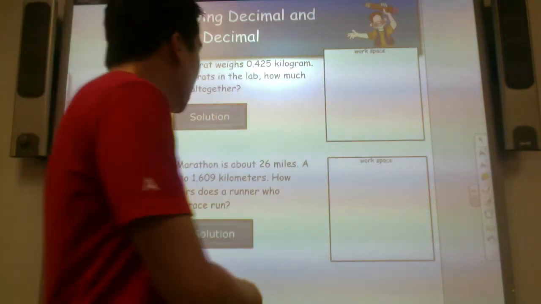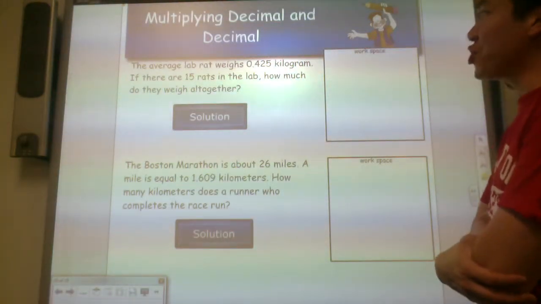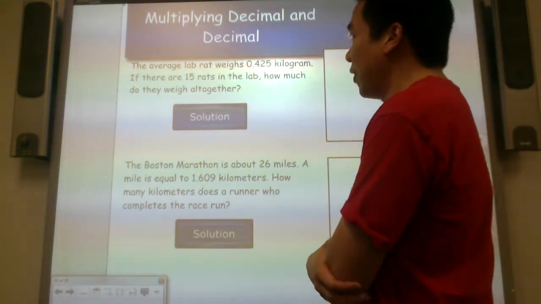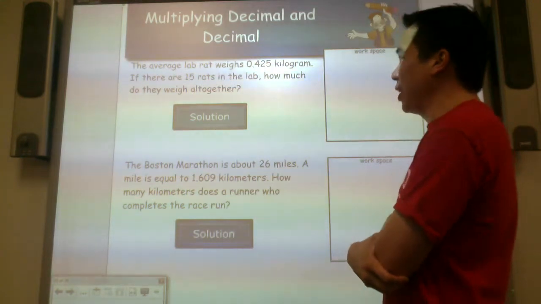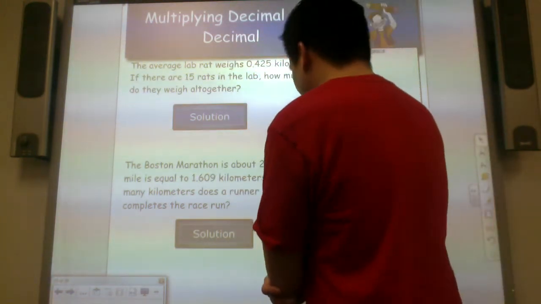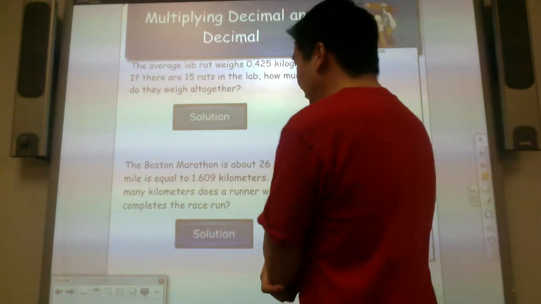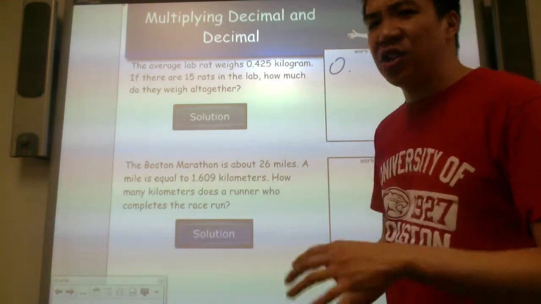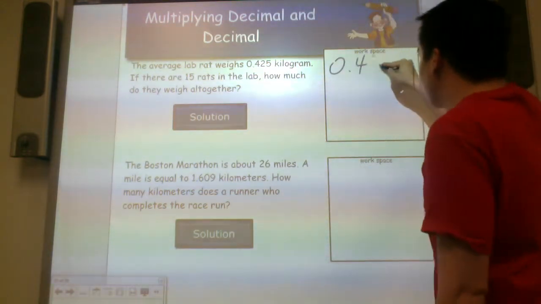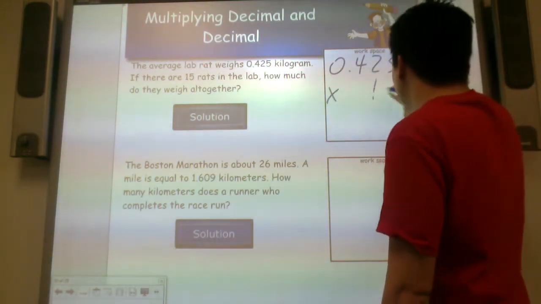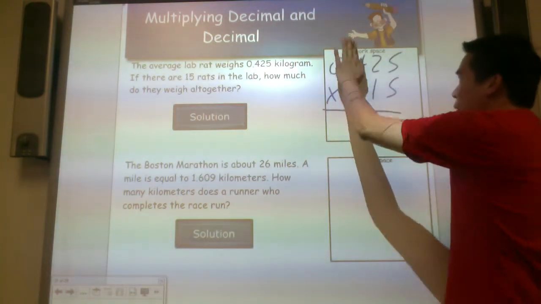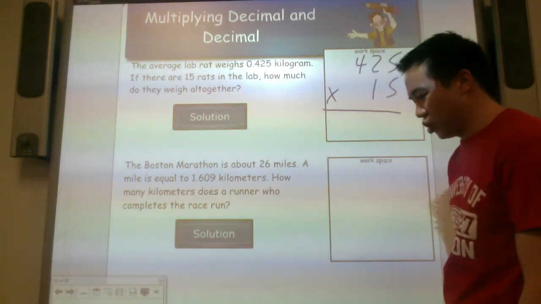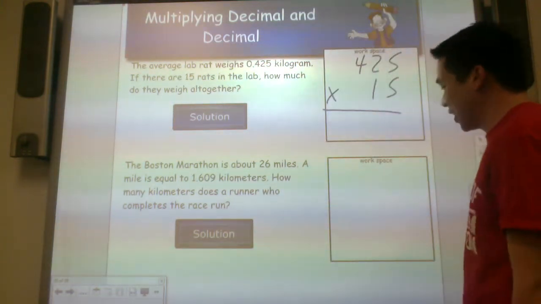So now let's try some real questions. The average lab rat weighs 425 thousandths of a kilogram. If there are 15 of them in the lab, how much do they weigh all together? So we need to multiply these. Just pretend it's multiplying regular whole numbers, like 425 times 15. Pretend this decimal point is not right here. If you want to, remove it if that confuses you. So can you just multiply 425 times 15?